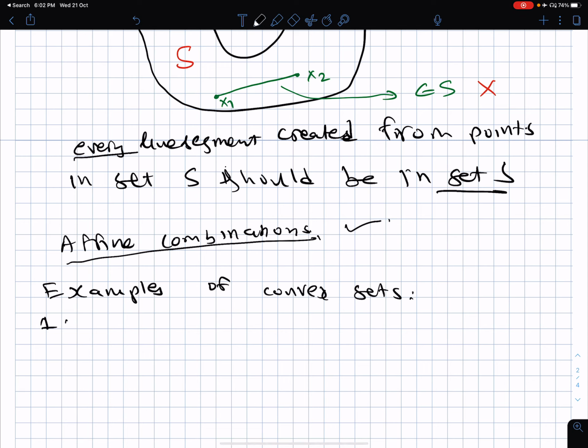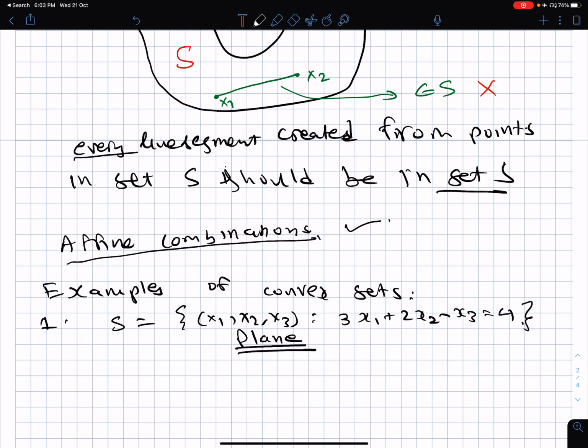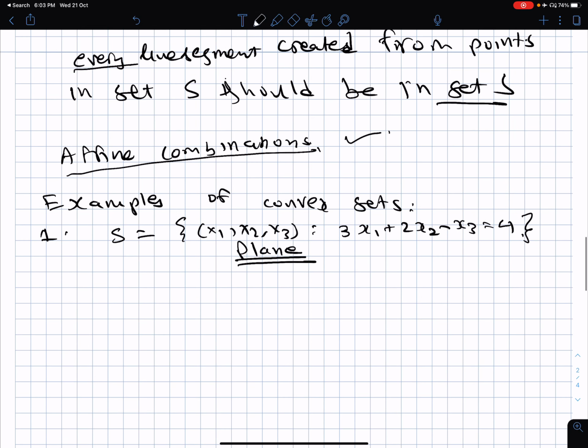So as a first example, let me take S equal to the set of 3-tuples (x1, x2, x3) such that 3x1 plus 2x2 minus x3 is equal to 4. So what is this actually? This is a plane in 3D. This is actually a description of a plane.